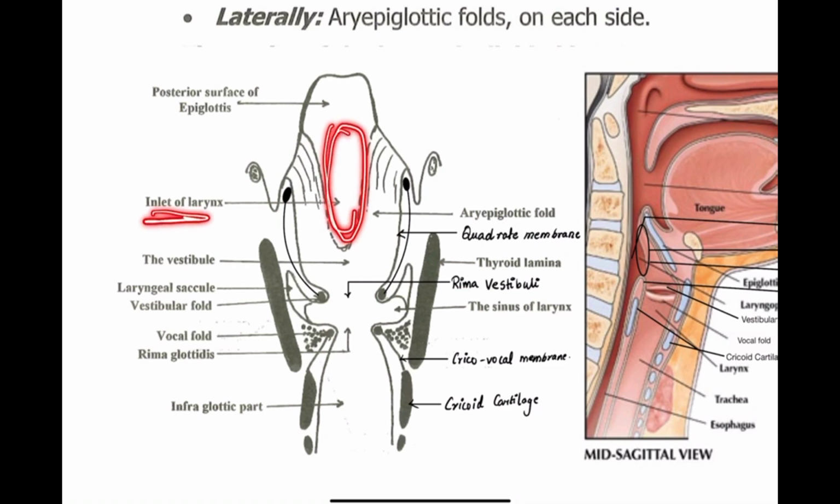Now this is the inlet of the larynx. Anteriorly we have the posterior surface of the epiglottis, and posteriorly, you cannot see it in this image, but inside it we have the mucous membrane between the arytenoid cartilages. Laterally it is bounded by the aryepiglottic fold.